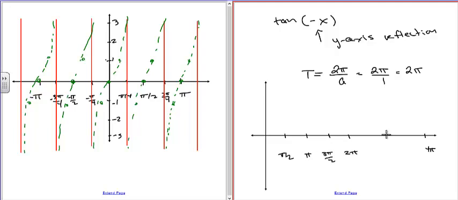Then you go halfway between 2 and 4, which is 3 pi. And 3 pi, 4 pi, 5 pi. This will be 5 pi over 2, and this will be 6 pi over 2, and then 7 pi over 2. So those are the values that help set the period.